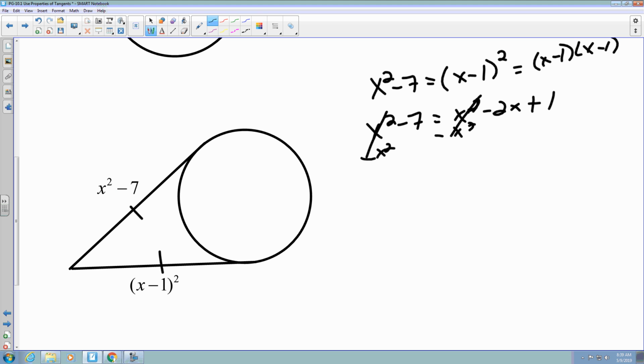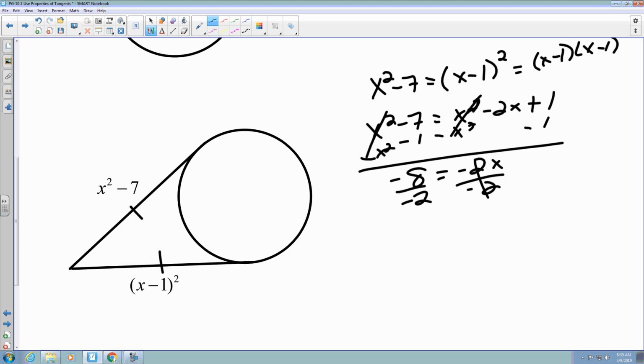So it looks like the x squareds cancel out. I'm just going to subtract 1 from both sides. So now I got negative 8 is equal to negative 2x. Divide everything by negative 2. Boom. So this turns into 4 equals x.